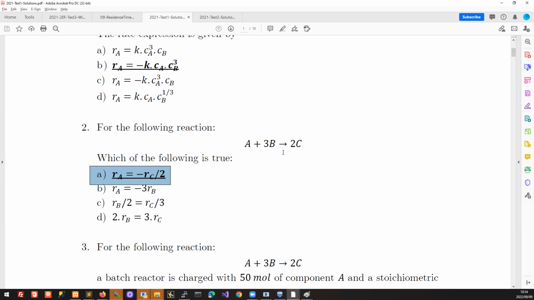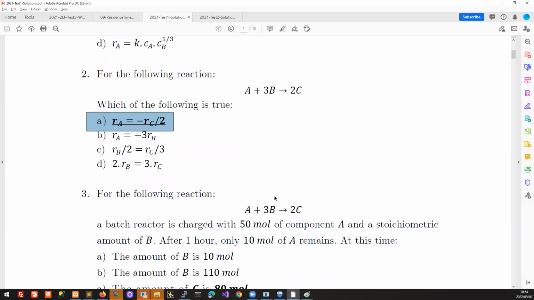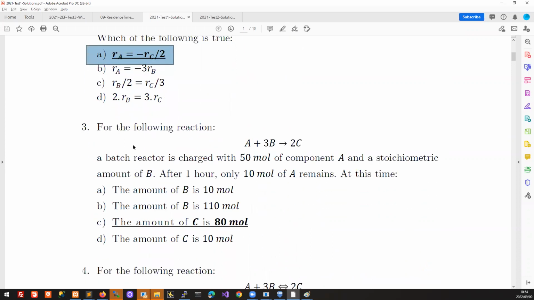And of course, we can use the formula that tells us RA over nu A equals RC over nu C. If you use that formula where nu A is -1 and nu C is 2, then we get that answer. So that's the answer for that one.